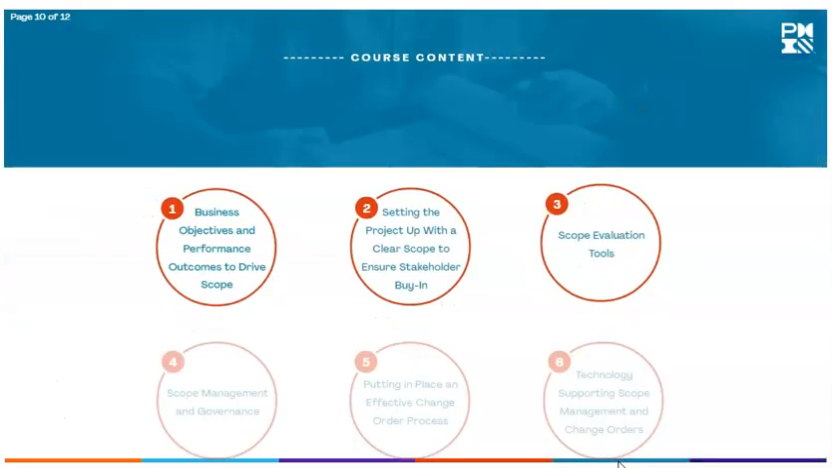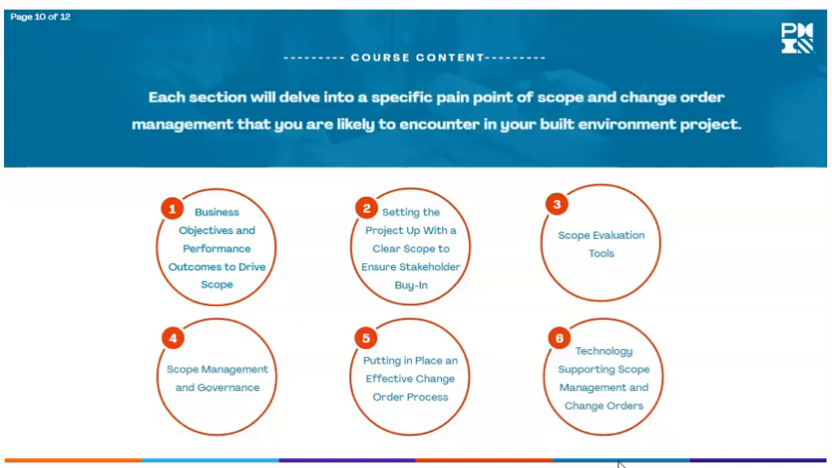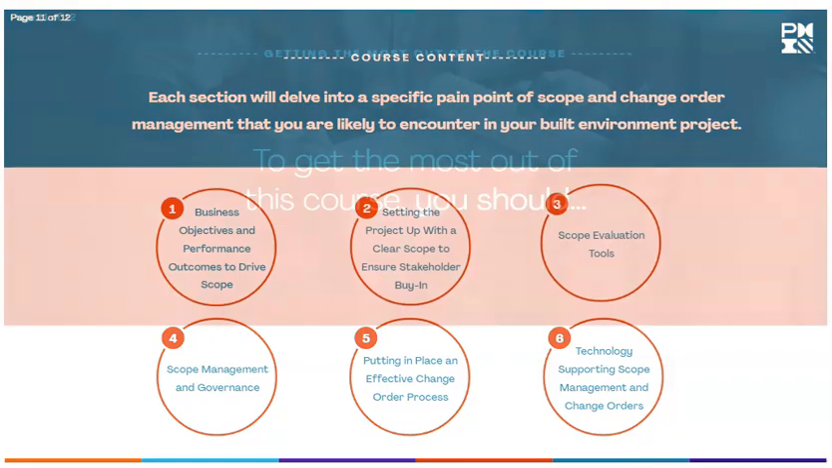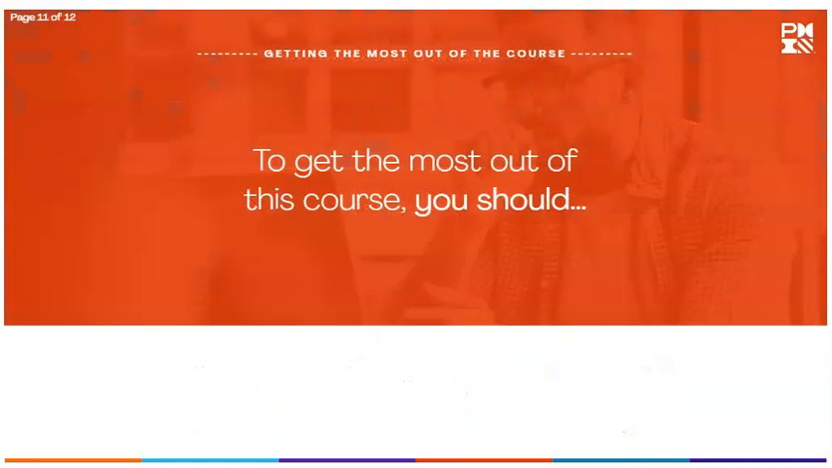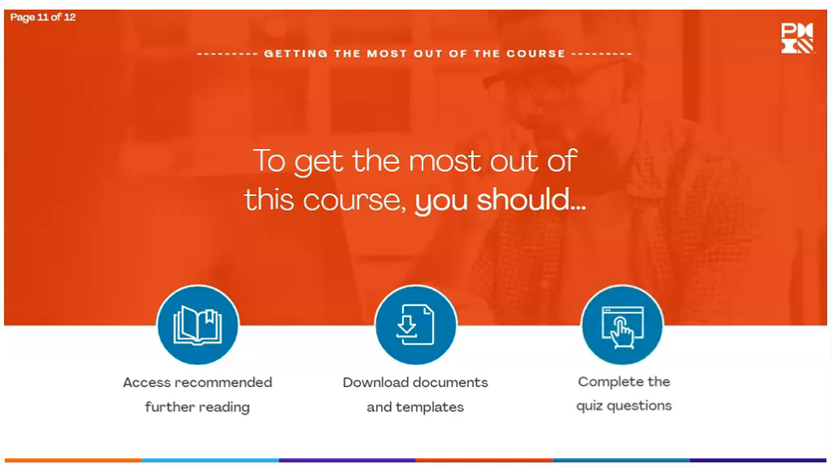This course is broken down into the 6 sections shown on your screen. Each section will delve into a specific pain point of scope and change order management that you are likely to encounter in your built environment projects. To get the most out of each section in the course, you should access the recommended further reading, download the documents and templates, and complete the quiz questions.